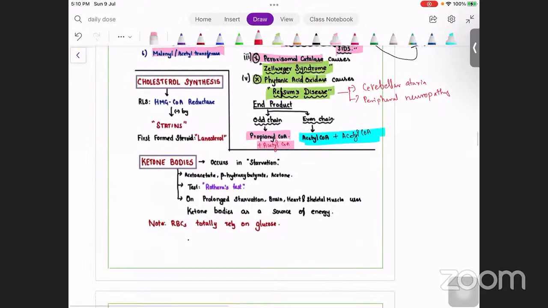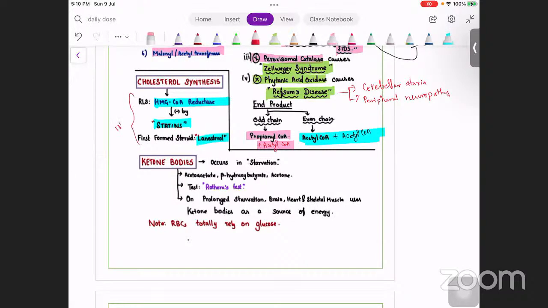Then you have cholesterol synthesis. Rate limiting enzyme is HMG-CoA reductase, inhibited by statins. First formed steroid is lanosterol. These are the three things you have to remember. Almost in 17 to 18 FMGE, they had asked this question. So you may not expect it, but if you remember, you can answer. The only line in cholesterol synthesis you have to remember is that the rate limiting enzyme of cholesterol synthesis is HMG-CoA reductase, which is inhibited by the drugs with the suffix statins. And the first formed steroid is lanosterol.